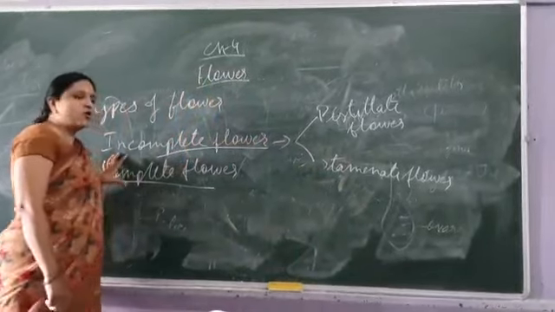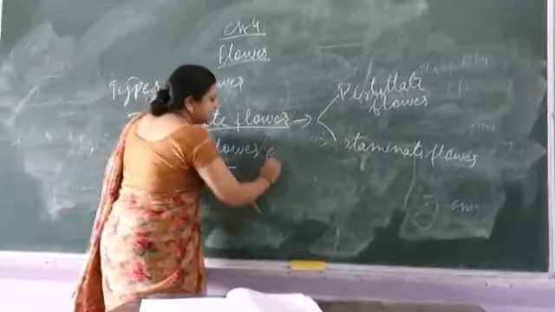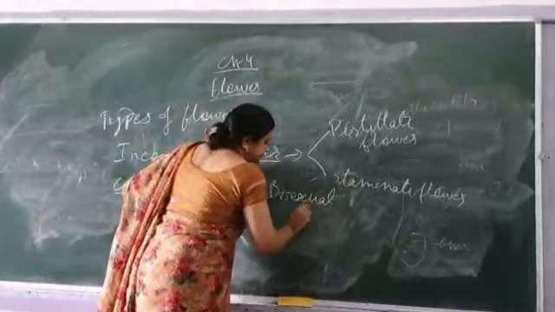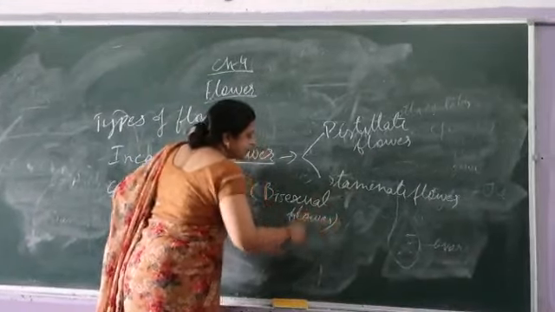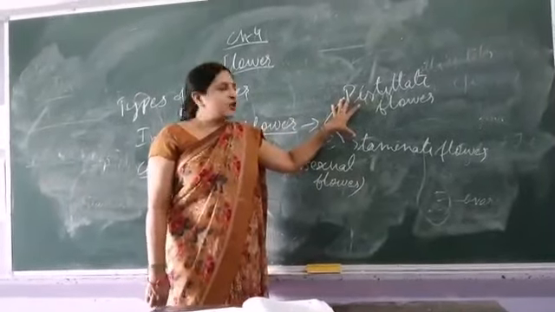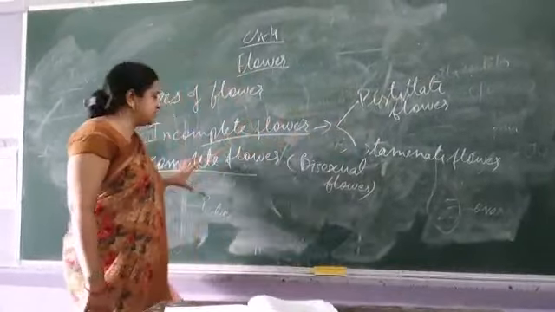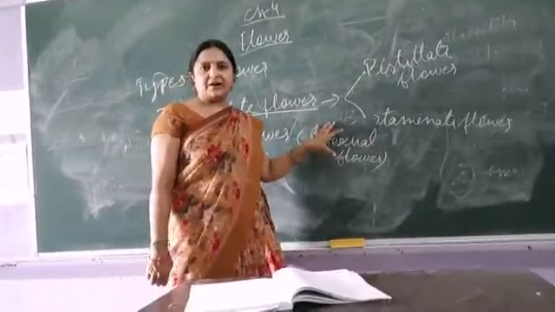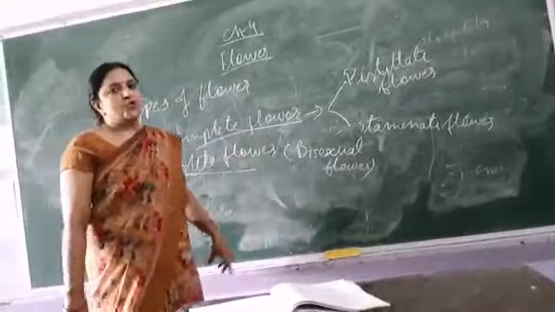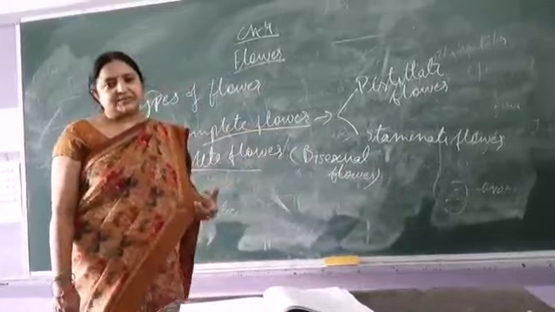And a flower in which all the whorls are present is called a complete flower, and it is also called a bisexual flower. Why is it called a bisexual flower? Because both the sexual parts of the flower are present. Female and male parts are present in one flower, so it is called a bisexual flower. And in this type of flower, only self-pollination takes place. No cross-pollination takes place in bisexual flowers.